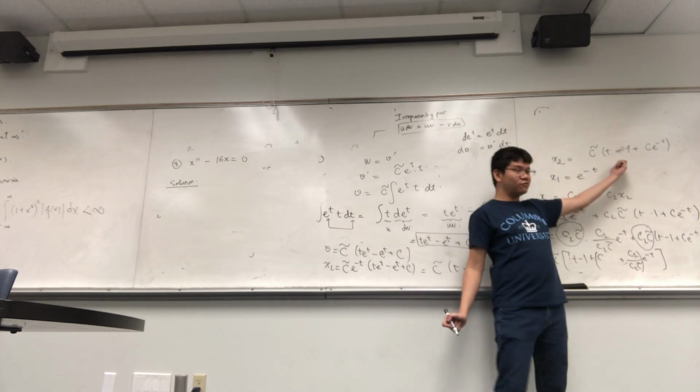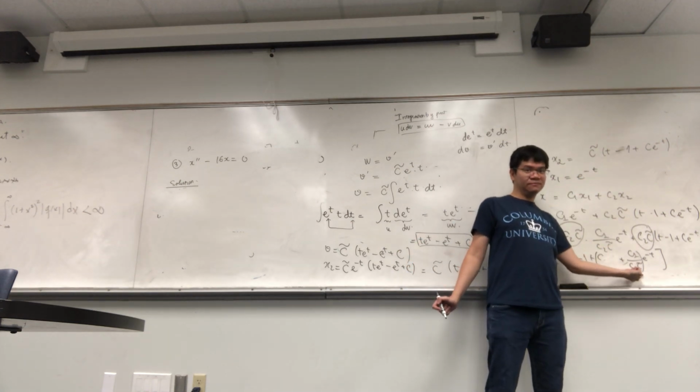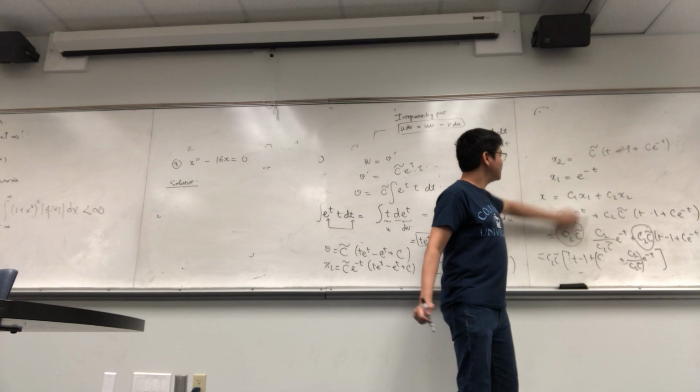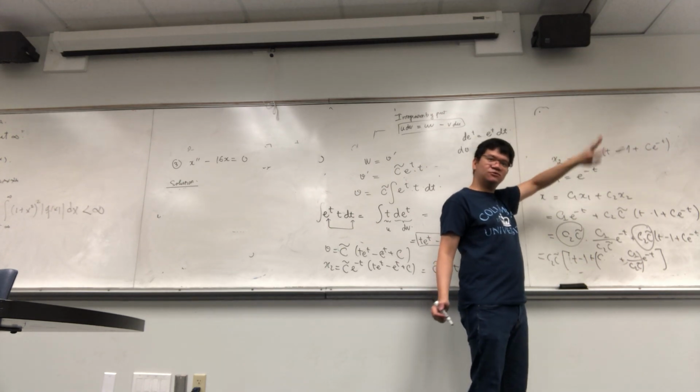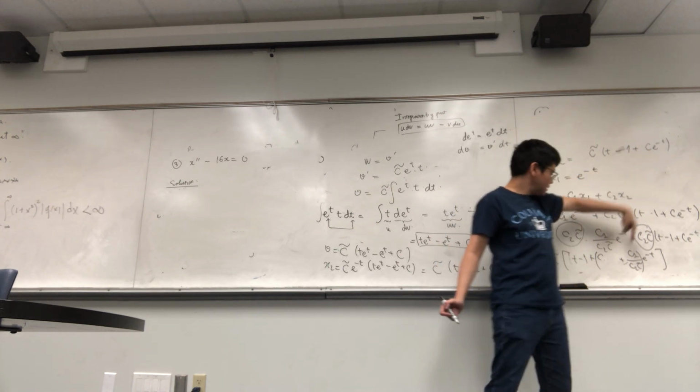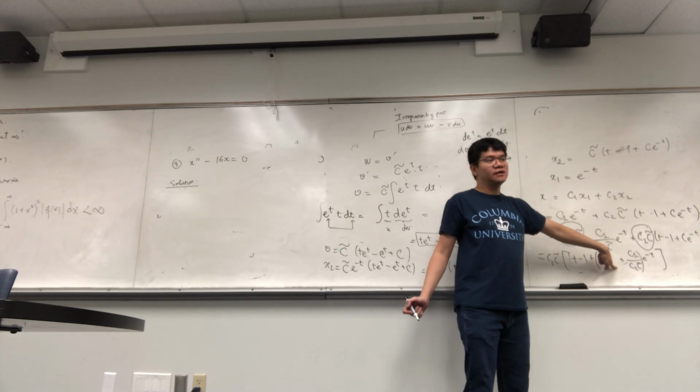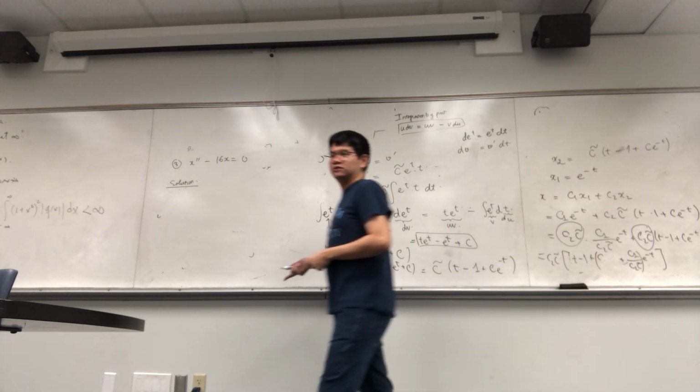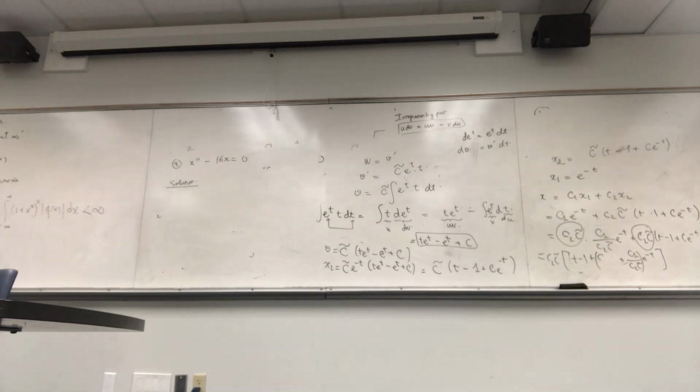So basically, this form and this form are the same. The constant here is the same as the constant here. You can put anything there, and the constants are the same. So basically, the general solution will have the same form as x2.